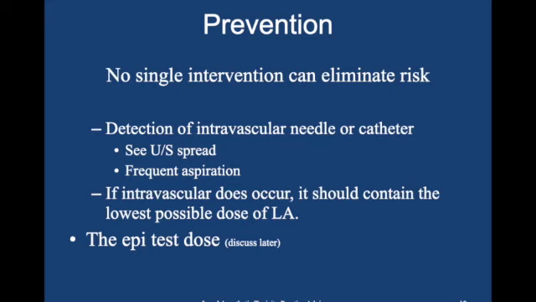We want to frequently aspirate every 3 to 5 mLs. When we aspirate, we don't want to aspirate too hard because that can cause compression of the vein. We want to let up on the probe as we aspirate to make sure we're not compressing a vein, which has been written up several times in the axillary block literature.